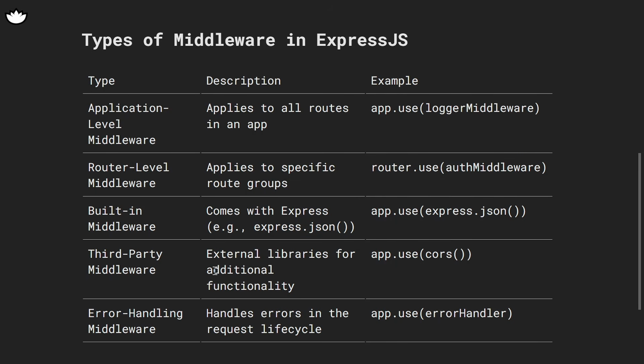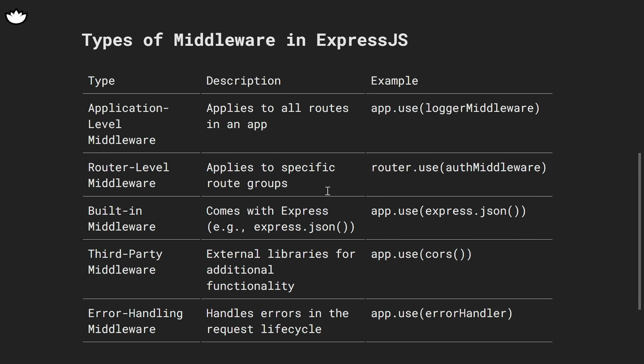After that we have the third-party middleware. This middleware has to be installed externally. After that we can use it. As I have added one example, cors. Using this middleware we can provide the access to who can access our backend or API. After that we have the error handling middleware. We use this middleware to handle the errors in the Express app.